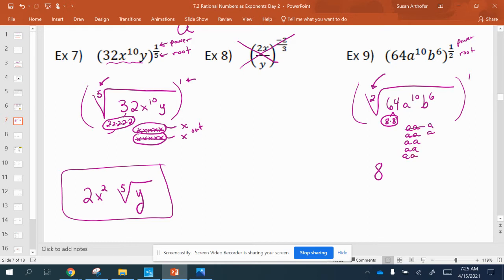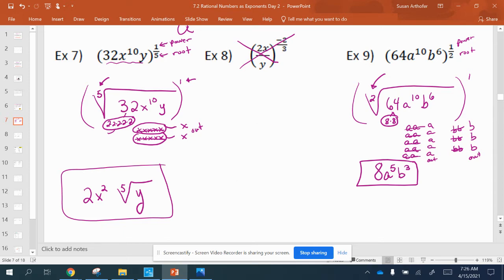Out is A, out is A, out is A, out is A, out is A, and a total of 5 A's came out, so it's A to the 5th. These are all out. And then B to the 6th, I hope you can think that that's 3 sets. 2, 4, 6. Out is B, out is B, out is B. These are all out, so it's B to the 3rd, and there's nothing left inside the radical. Everything came out.